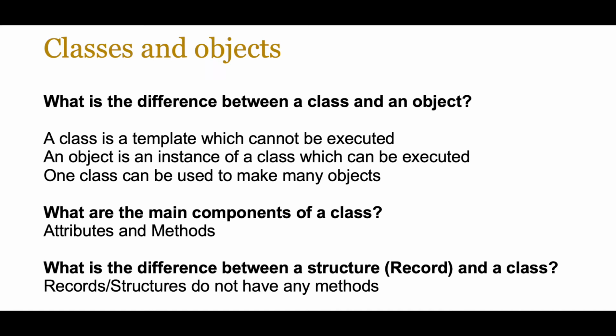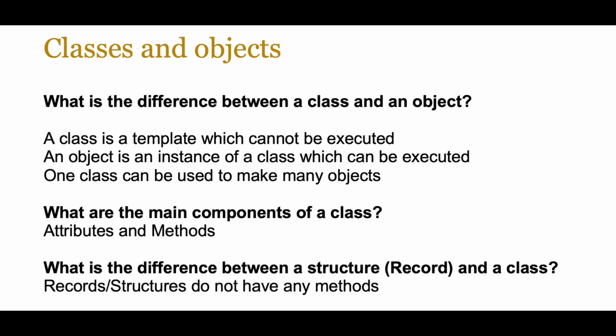Now, one class or one template or one blueprint can be used to make many objects. And that gives us that particular flexibility once again, that you can modify the class and it applies to all of the objects that have been created based on that class. So you can enhance the functionality of a particular class over time. Now, what are the main components of a class? So when we're defining this blueprint, we're going to use attributes and methods. Okay, and we're going to be looking at that in a moment.